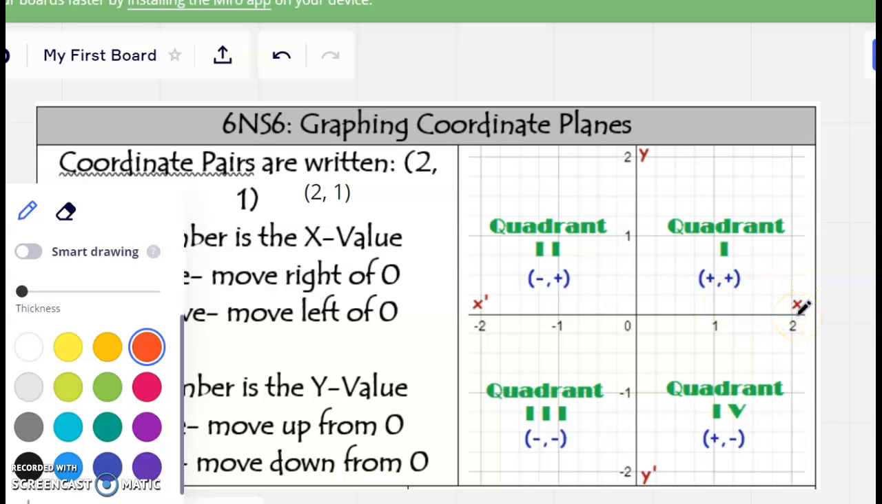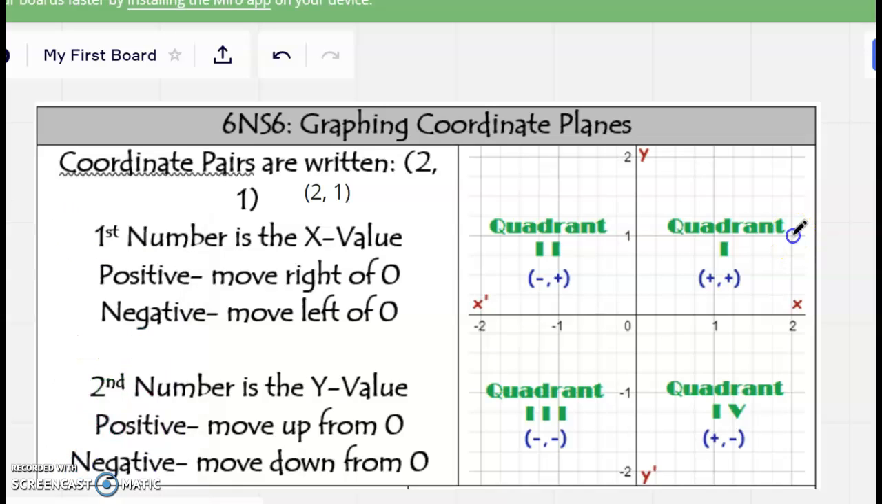Then I look at the y value, and the y value is a 1 here. So I'm going to move upwards because it is positive. If we're negative, I would move down. And I'm going to draw my point at (2, 1). Sorry, my point's a little strange there.